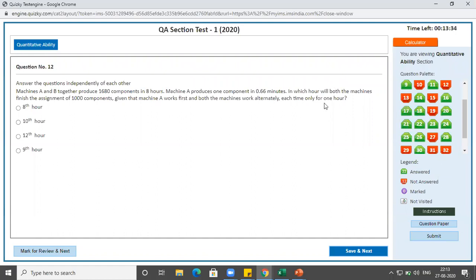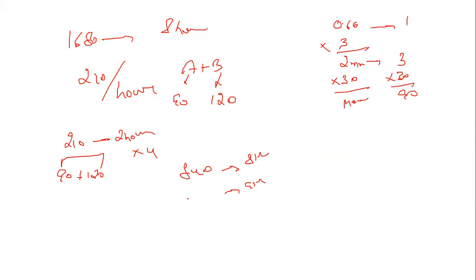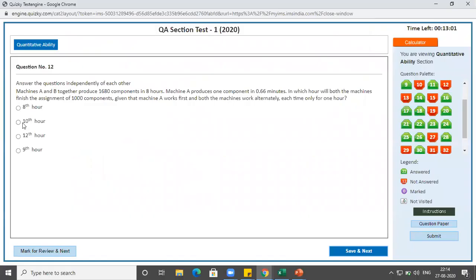In which hour will both the machines finish the assignment of 1000 components, given that machine A works first and both the machines work alternately, each time only for 1 hour? Okay, machine A is working first. So this one made 90, this one made 120. Together both made 210 in 2 hours, because now they are working alternately. I'll multiply 210 by 4, and I'll come up to 840. Okay, 840 have been made in 8 hours. In the 9th hour I will have 840 plus 90. Okay, 10th hour is the answer.